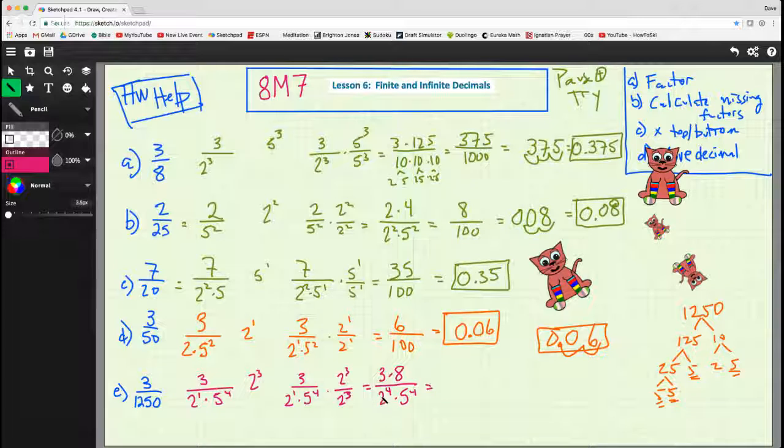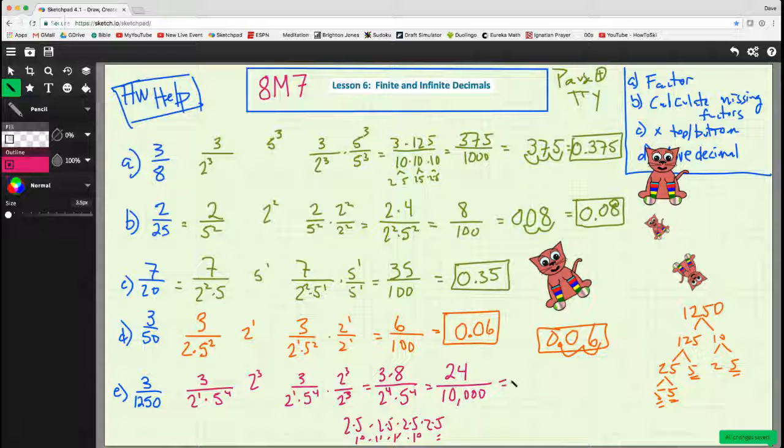And so we have 1 with 4 zeros after it on the bottom. 1, there's our 4 zeros. So if you need to do this out, you could say, well, there's 4 2's and 4 5's, so that's 2 times 5 times 2 times 5 times 2 times 5 times 2 times 5, which is 10 times 10 times 10 times 10, which is equal to 1 with 4 zeros after it. There we go. So we got 24 over 10,000.